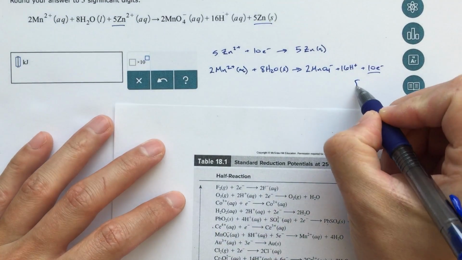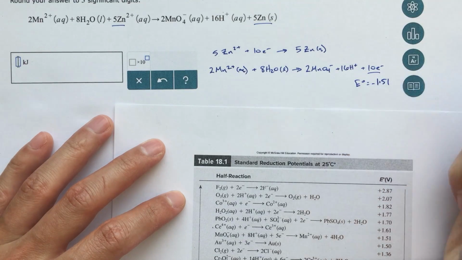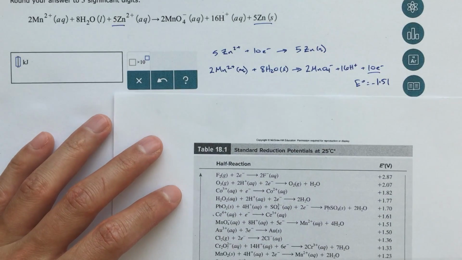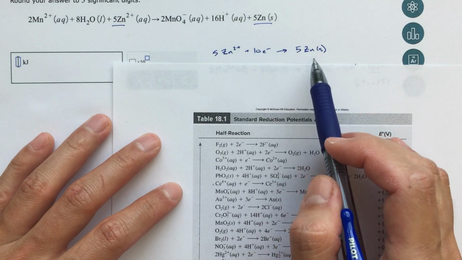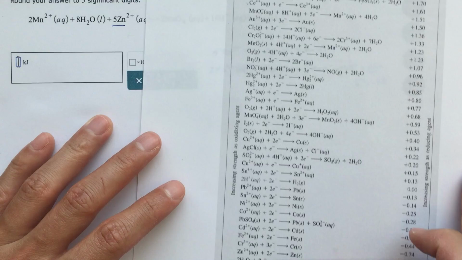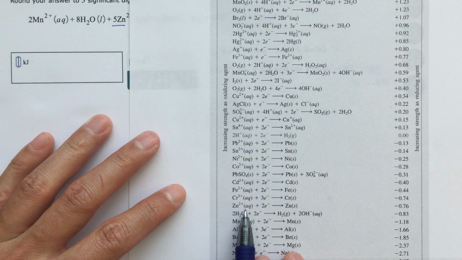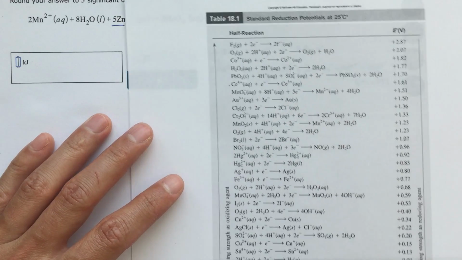So for this reaction, E naught equals minus 1.51. And I'll do the same thing for this zinc reaction. And again, since this zinc reaction, I've got 5 Zn2+ plus 10 electrons goes to 5 zinc solid. I'm just going to be looking for Zn2+ essentially. So way down here at the bottom, I've got Zn2+ plus 2 electrons goes to zinc solid. And if I multiply all of this by 5, then I get to my 5 zinc plus 10 electrons.